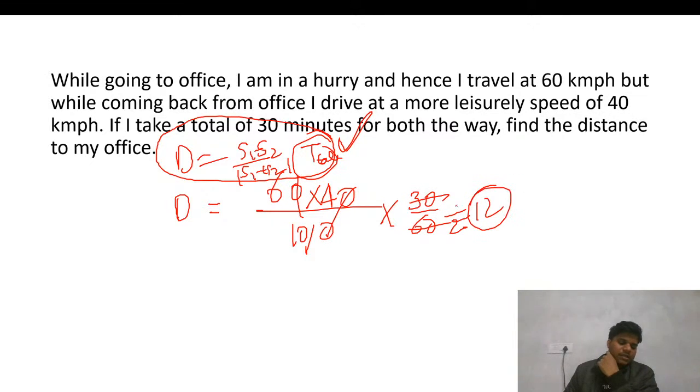12 is the right answer. Everyone, just let me know if this approach is clear. Using that equation, you can definitely solve this, and it will also not take time. But remember this approach: d equals effective speed times t.